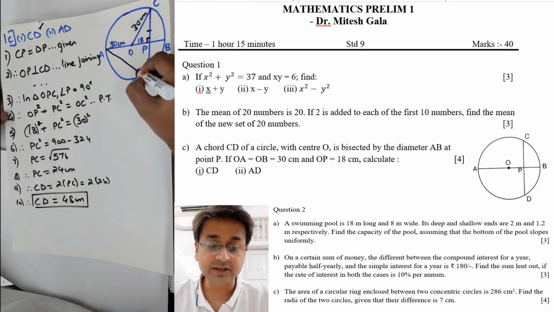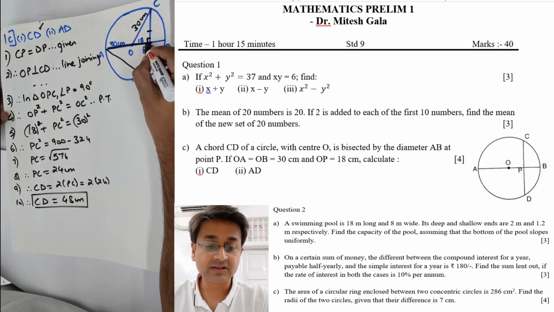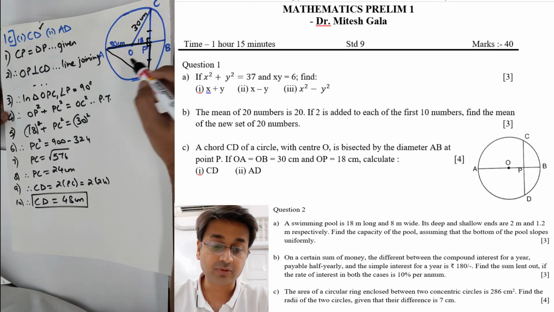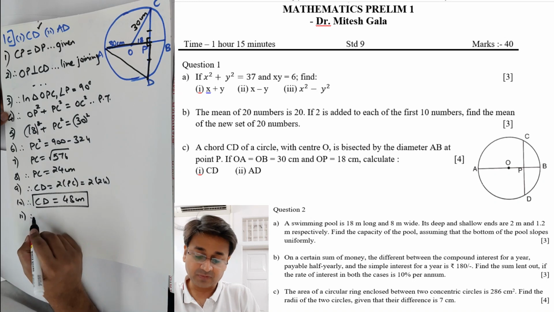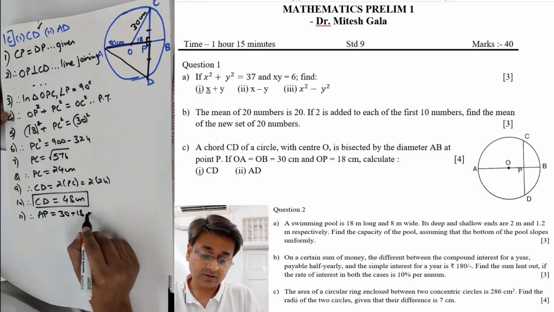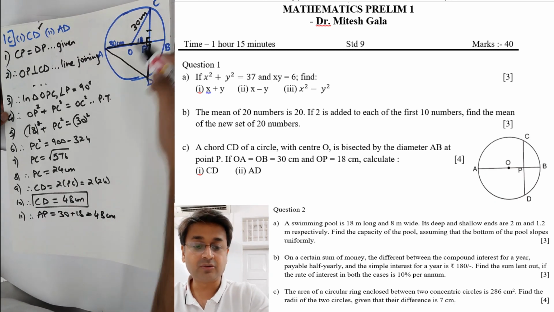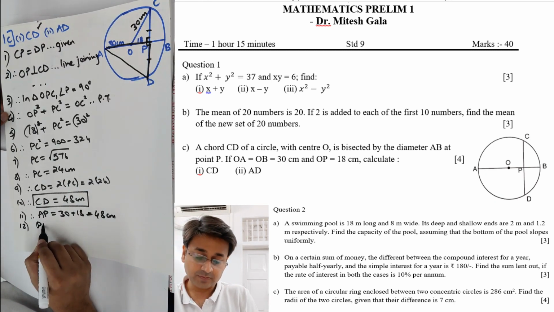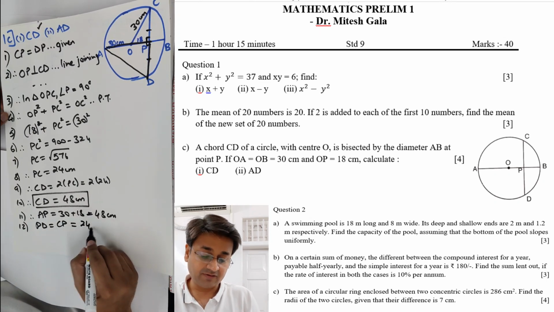Now for AD, I'll have to take this black triangle over here. Say this is 90, which is already proved. AD is what I want. So first I'll have to find AP. So I shall say AP is 30 plus 18, that is 48. And then I shall say PD is equal to CP. So PD is equal to CP is equal to 24.